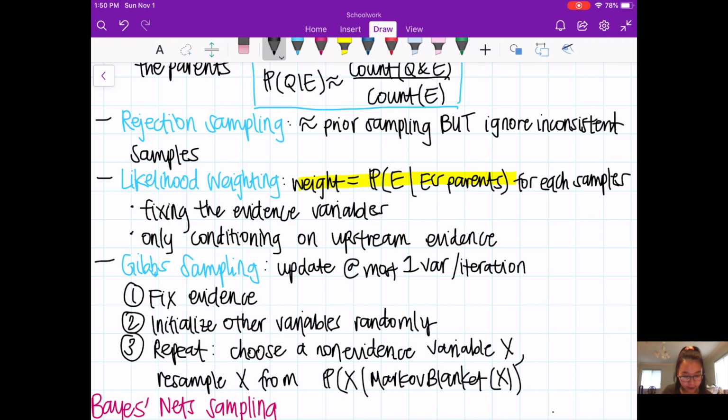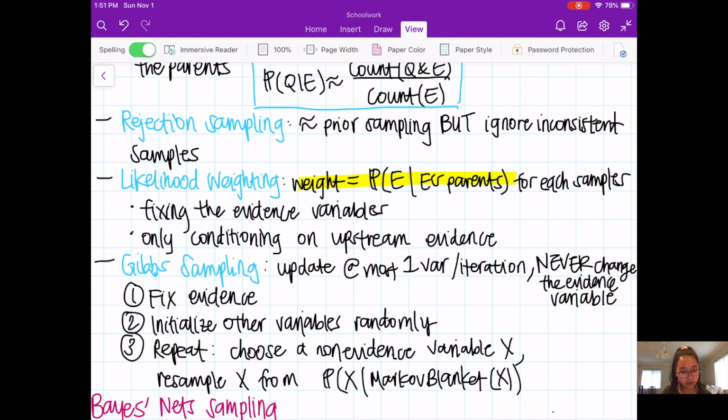Cool. And then something else I just want to point out is that we never change the evidence variable, because starting in step 1, we are fixing the evidence to be a certain value, and then we go through all these steps and we're only resampling the non-evidence variables. So the actual evidence variable, or like the E, will never get changed. Cool. So yes, that is our general run through on sampling.